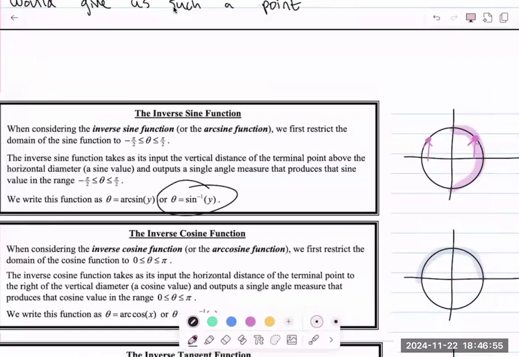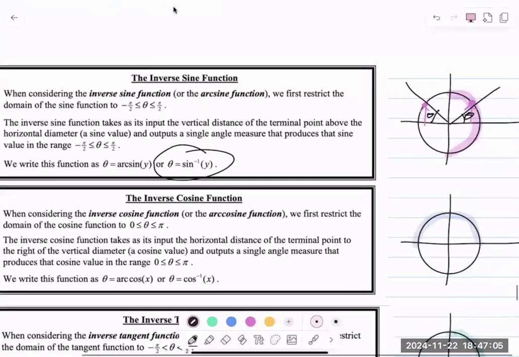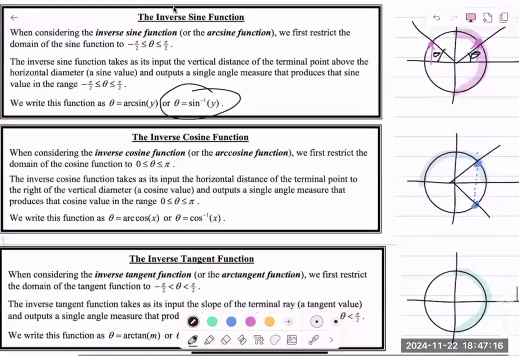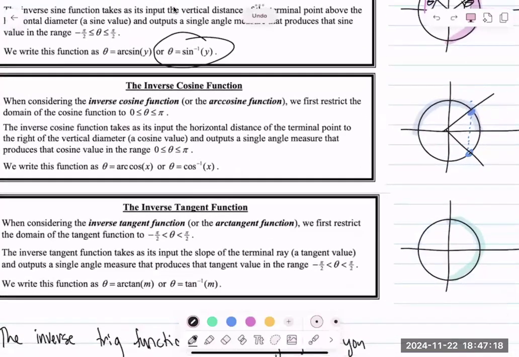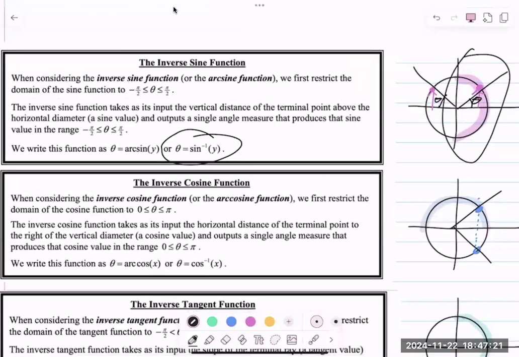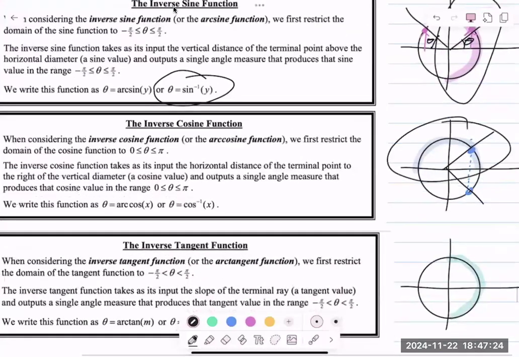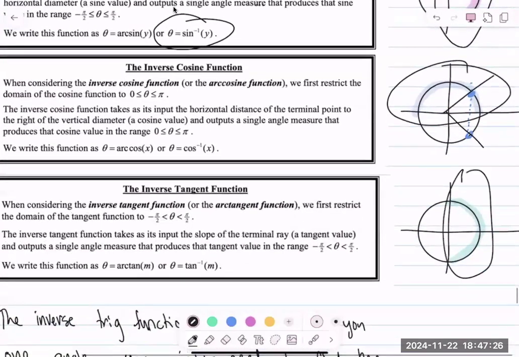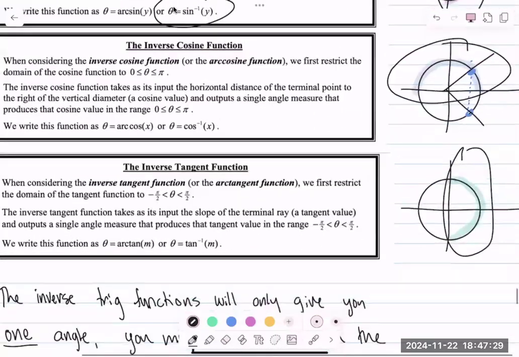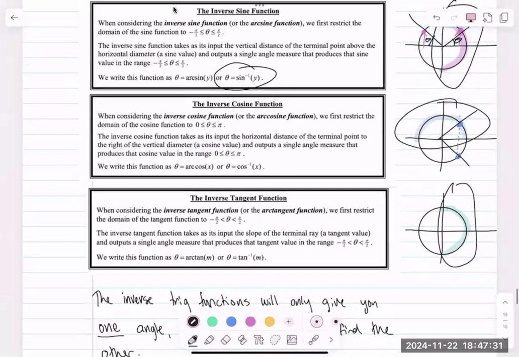So what inverse sine does is it only looks at the right half of the circle. It's only going to give you this one. You're going to have to figure out what this other one is. Same for cosine. If I told you my cosine was something, what's another point with the same cosine? It'll have the same horizontal distance, so it'll be one of these 2 points. You're going to have to find the other angle. It will only give you the one on top. So inverse sine is only going to give you an angle on the right. Inverse cosine is only going to give you an angle on the top. And inverse tangent is only going to give you an angle on the right side.